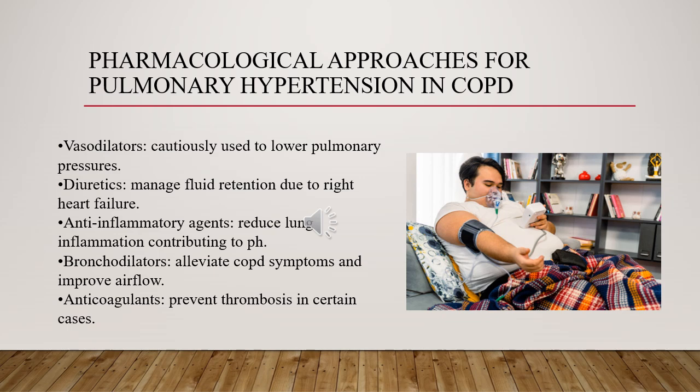We can also use anti-inflammatory agents, including corticosteroids or other inhaled anti-inflammatories, to target the underlying airway inflammation in COPD, which contributes to pulmonary hypertension progression. Bronchodilators, such as beta agonists and anticholinergics, improve airflow obstruction, reduce breathlessness, and enhance overall quality of life. In some cases, anticoagulants may be considered to prevent thromboembolic events in patients at increased risk.